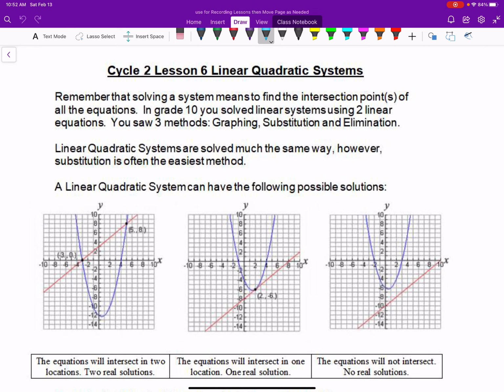Linear quadratic systems are solved much the same way, except that instead of having a single point for the solution, we could have up to two solutions, and we could have as few as no solutions. When we do it algebraically, substitution is pretty much going to be our go-to method. Elimination doesn't work so well when we're doing linear quadratic combos.